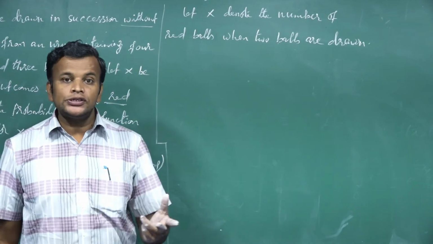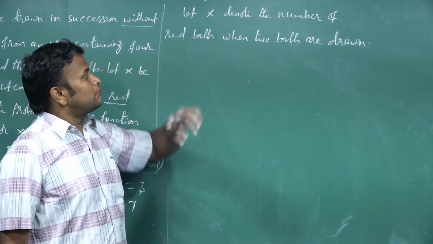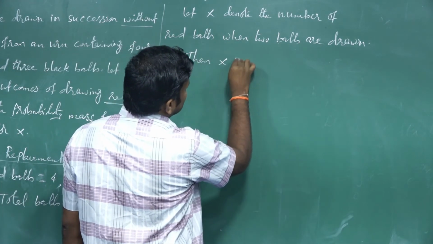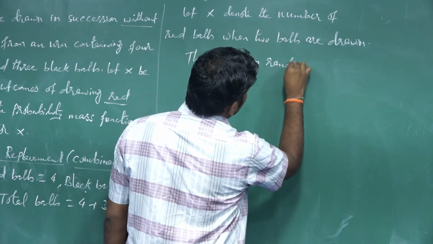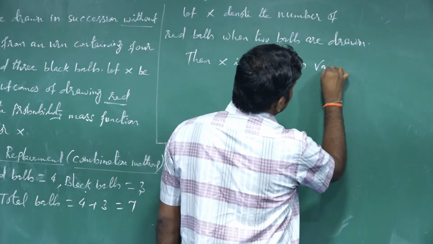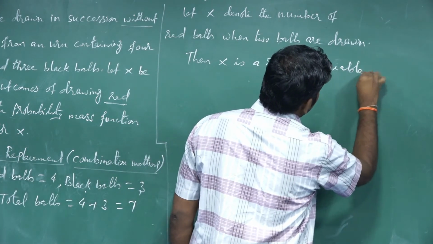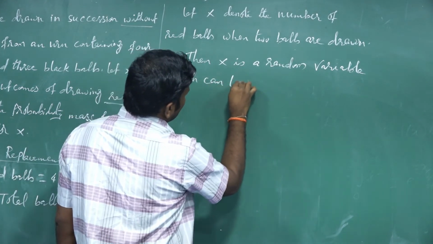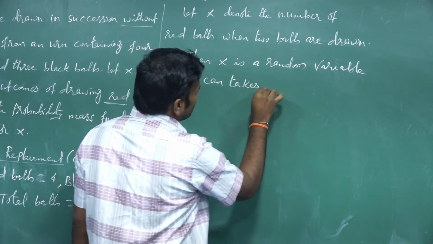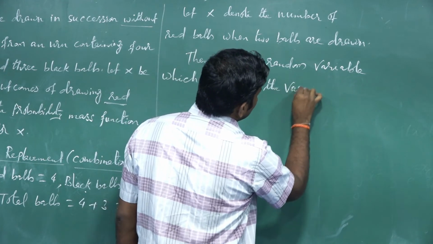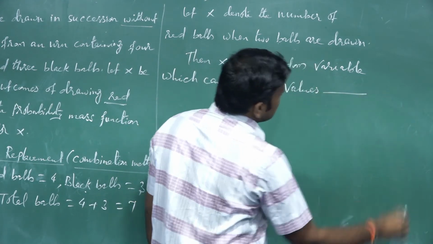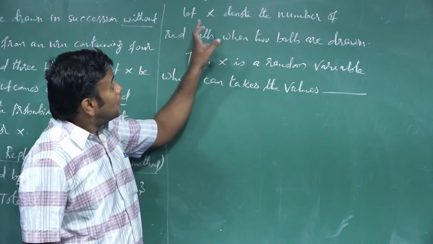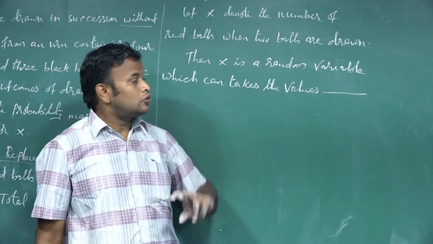We will be taking just 2 balls. Here the number of red balls has the symbol X. Then X is a random variable which can take certain values. The values of the random variable are very important. X denotes the number of red balls out of the 2 balls drawn.